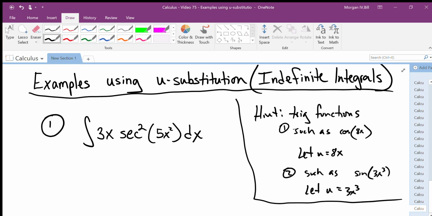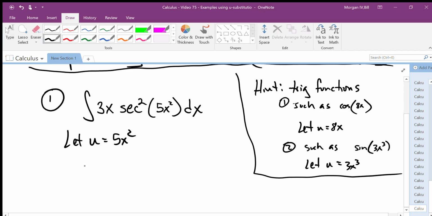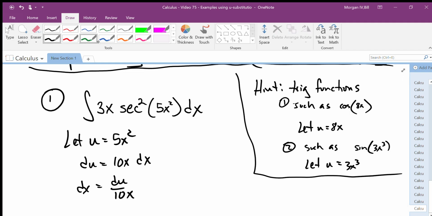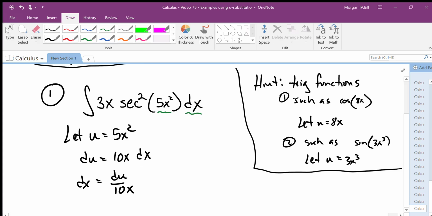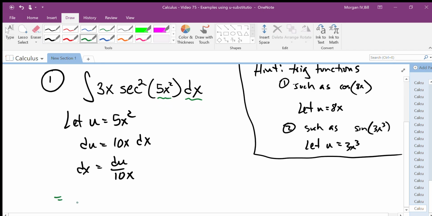So in this case, that tells us we're going to let u equal 5x squared. And hopefully, when I take the derivative, something there will cancel out with the 3x that I have out front. du then is equal to 10x dx. Don't forget the dx part of that. Solve for dx, and we get du over 10x. So we're going to replace the 5x squared with a u, and we're going to replace the dx with du over 10x. And so we get the integral of 3x, that'll just stay there for now.